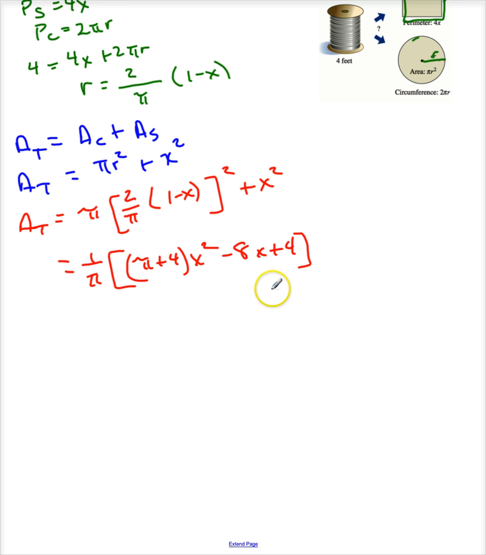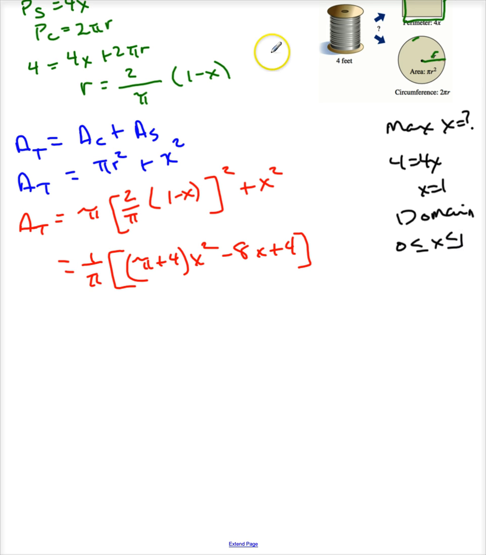Now the first thing we need to do is find out what would be the domain. So before we go on, let's look at the domain. What would be a maximum value for x? Well, that would be as if the whole thing was a square. So 4 equals 4x, so x equals 1. So my domain will be between 0 and 1 for this function.